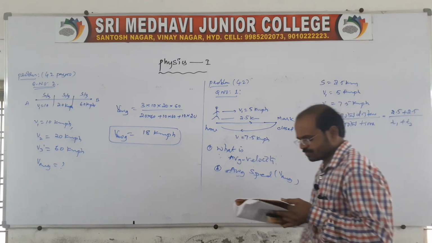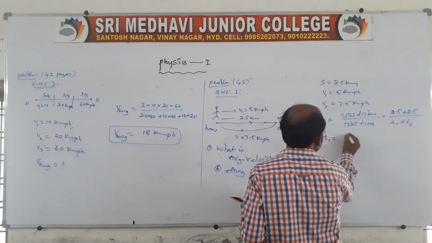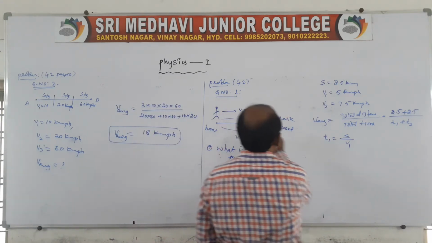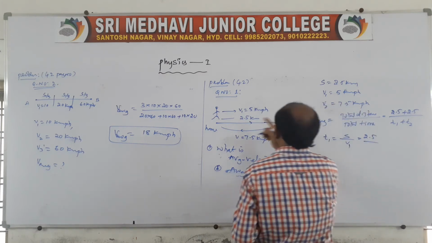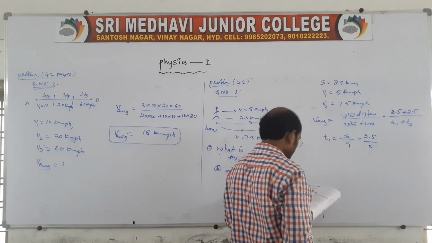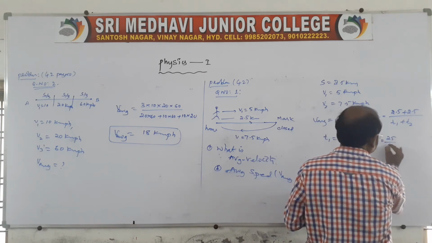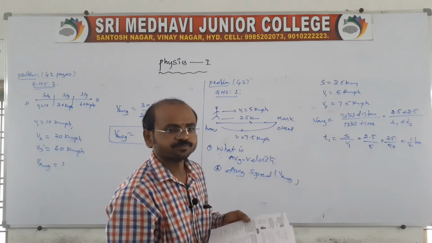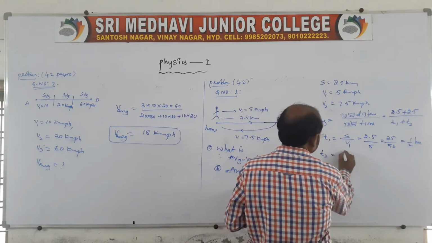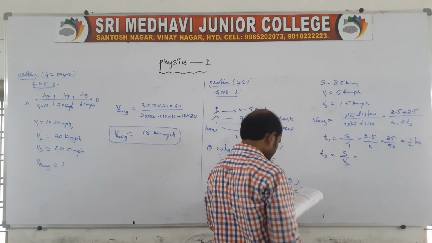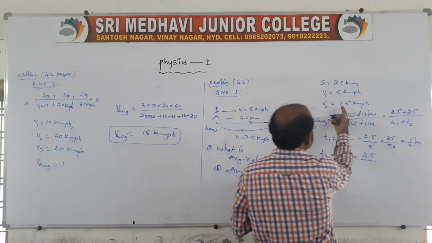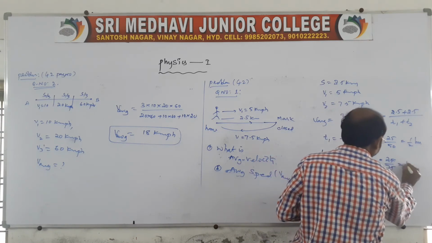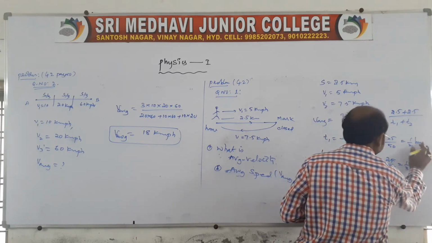We don't know the times, so we have to get the times by using time is equal to distance by speed. First, the distance is 2.5 and the speed is 5. So we get 2.5 by 5, so it takes half an hour. Then T2 is S by V2. S is again 2.5 and the speed is 7.5. So 2.5 divided by 7.5, we get 1 by 3 hour.